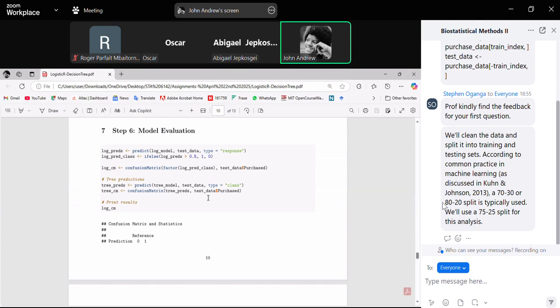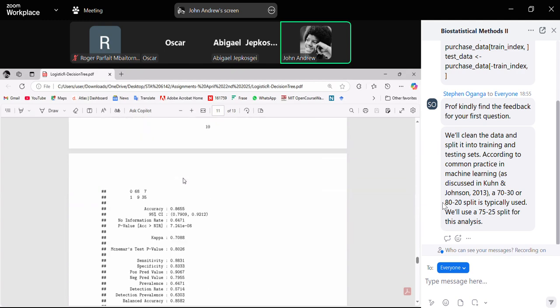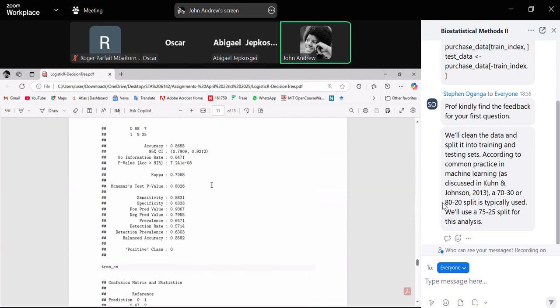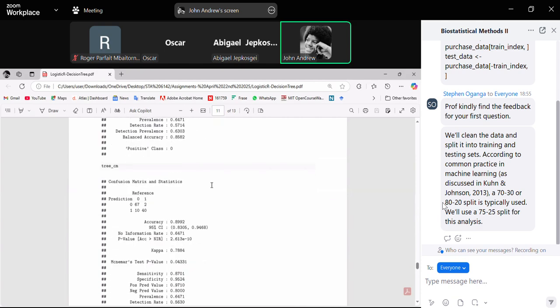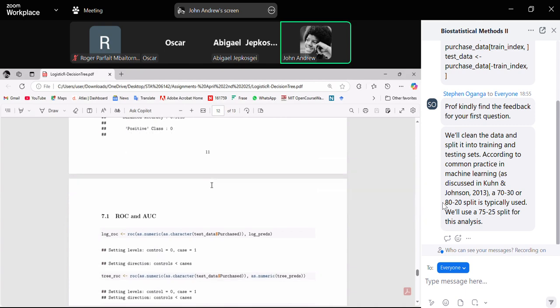In logistic regression, if I scroll, we had an accuracy of 86.6%. We had a sensitivity of almost 88.3 and a specificity of 83.3. After doing that, we compared ROC and AUC. AUC is area under the curve.